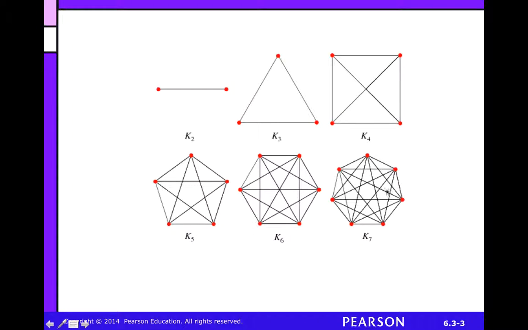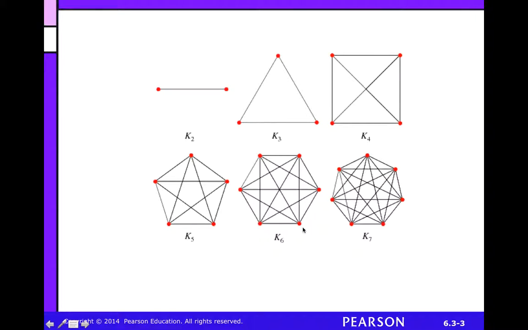So let's just look at some pictures here. Look at K6, for example. There are 6 vertices, and notice that every vertex is adjacent to every other vertex. If I'm at this vertex here, in a single step, I can get to any other vertex. So in K3, the same thing is true. If I'm standing at this top vertex here, I can get from this vertex to either of the other 2 in a single step, and so on.